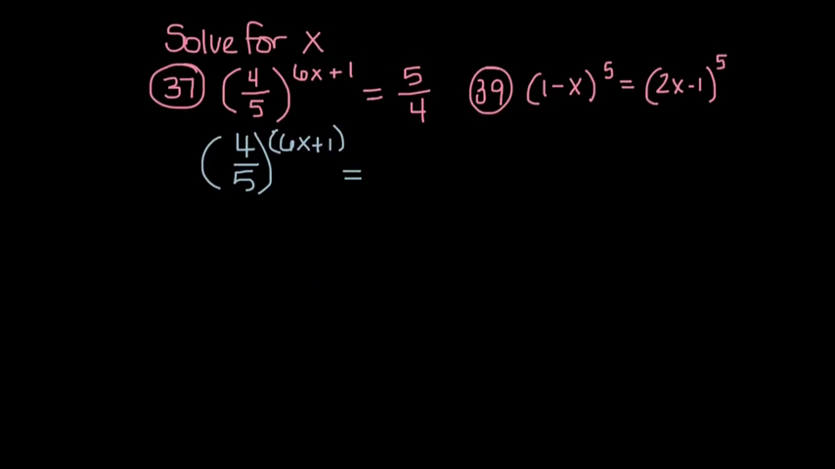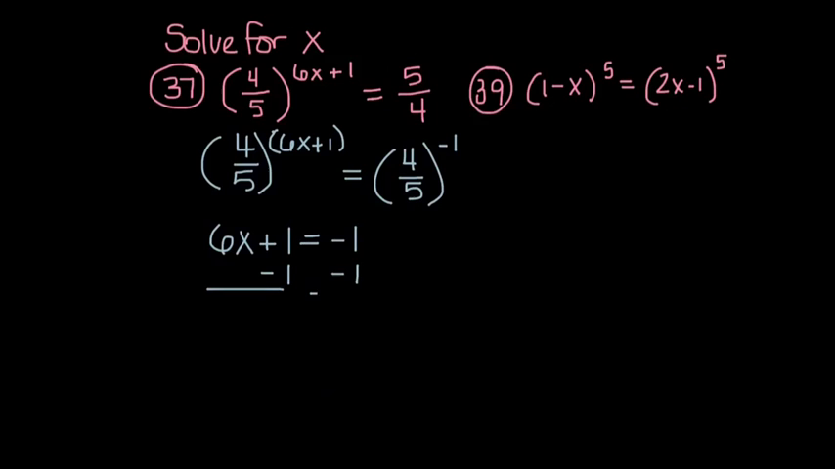To change the 5/4 to 4/5, I'm allowed to take the reciprocal of a base if I raise it to the -1 power. So now my bases are the same. By taking 5/4 and taking the reciprocal and raising it to the -1 power, I've made the exponential expressions equal to each other. Now that the bases are equal, I can set the exponents equal to each other. So I can set 6x plus 1 equal to -1. Solving that out, I can subtract the 1 from both sides. I have 6x equals -2. Dividing both sides by 6 gives me x equals, if I simplify that, -1/3.